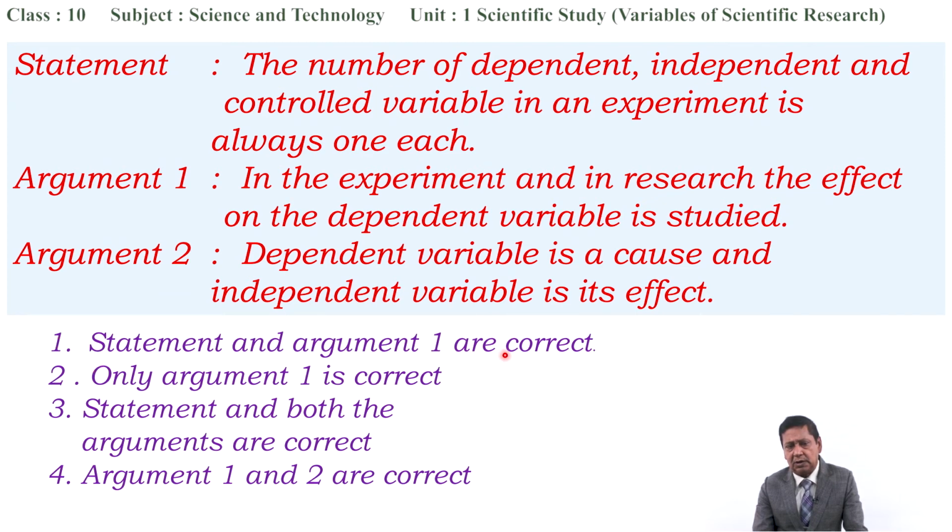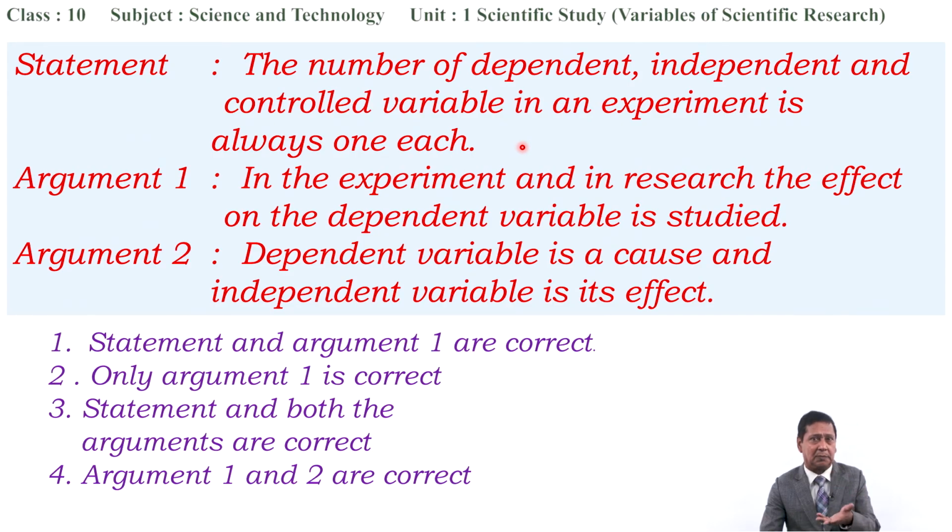Now let's verify the answer with the options. Statement and argument 1 are correct. Is it? Look at this. The number of dependent, independent and controlled variables in an experiment is always one each. Is this correct? No. There is always one dependent variable in an experiment, one independent variable in the experiment, but the controlled variable may be 1 or 2 or more than that also.